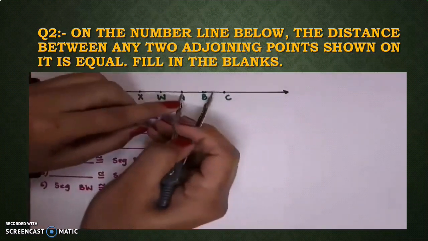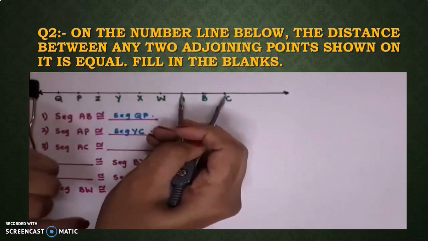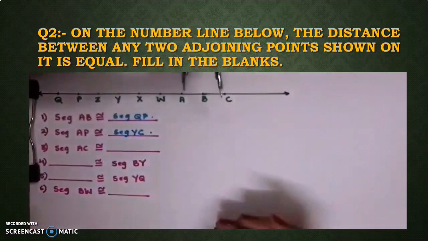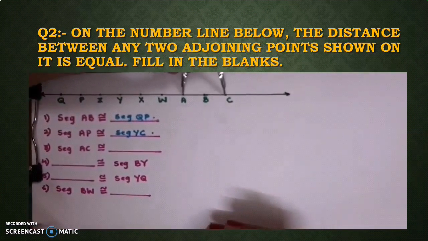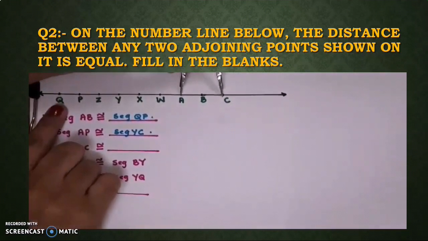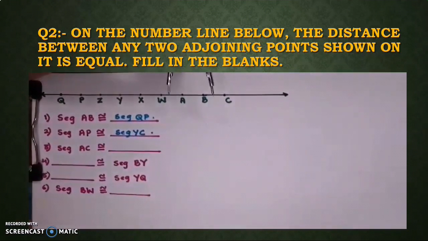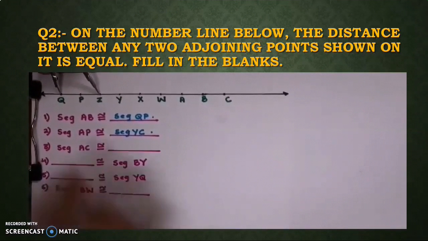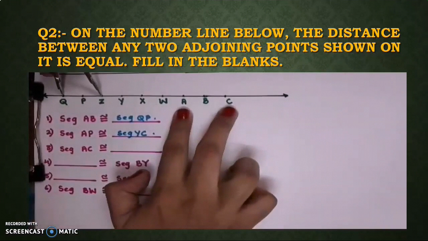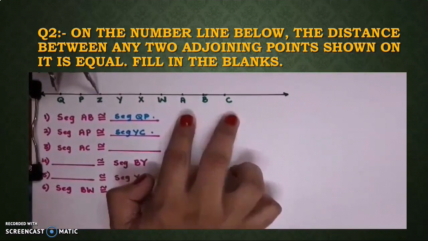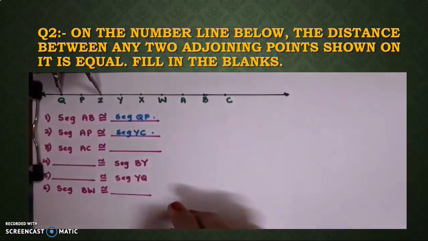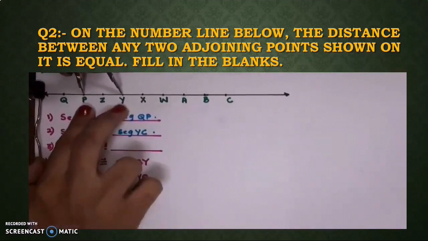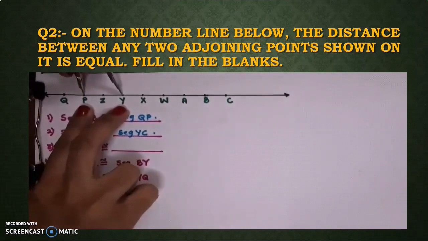So now we will open the divider, we will keep it on A and we will open till point C. So I kept it on A and I opened till C. Now again we will start from Q and we will see which segments have this length. So we'll keep it on Q and we'll see QZ has the same length that AC has. So my first possible answer is segment QZ. Then if I am keeping on P, then I am getting Y. So my next possible answer is segment PY.